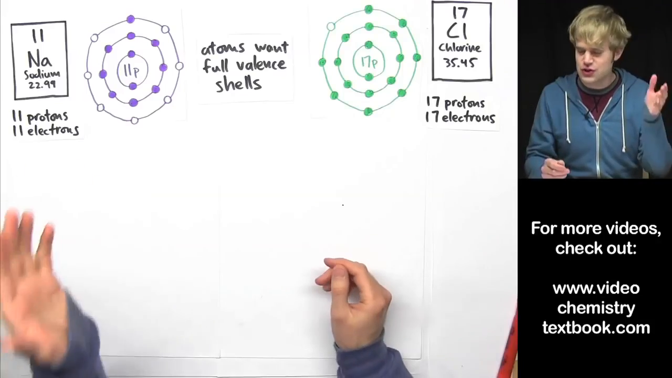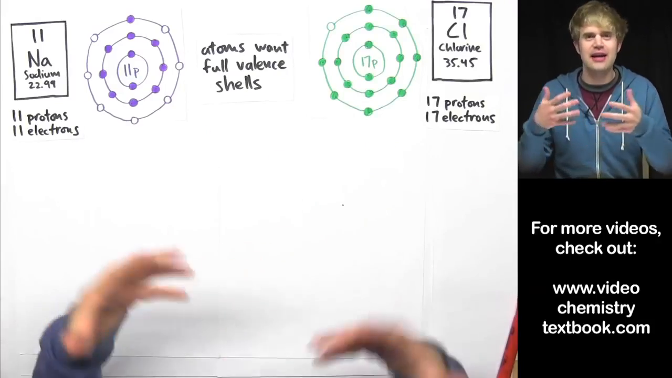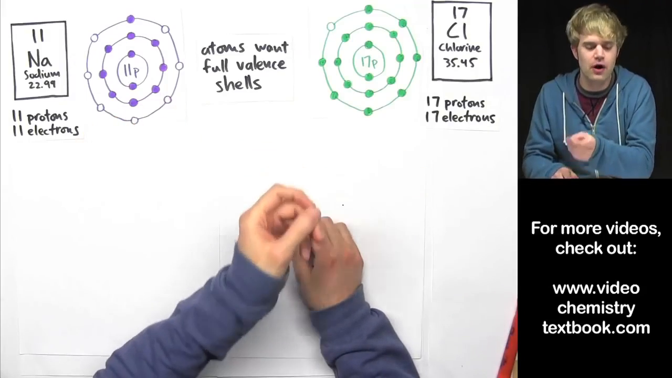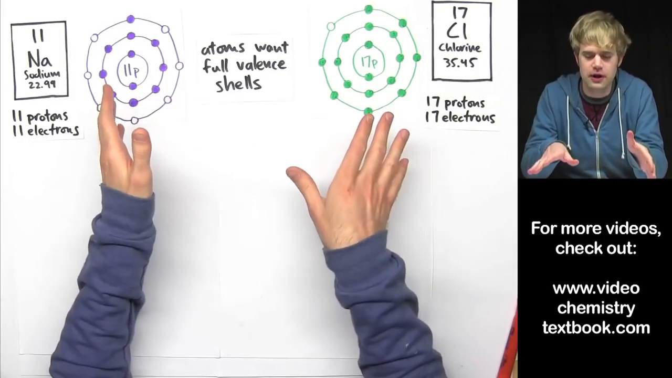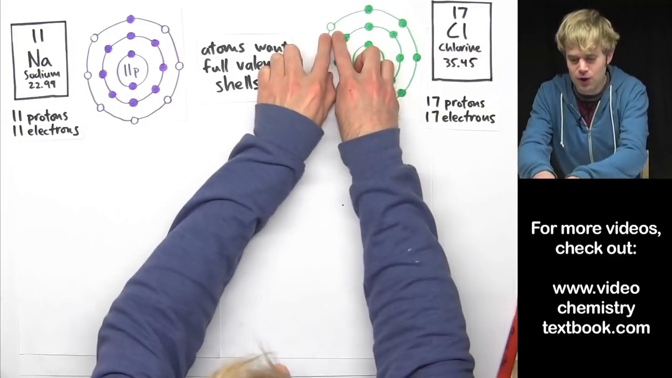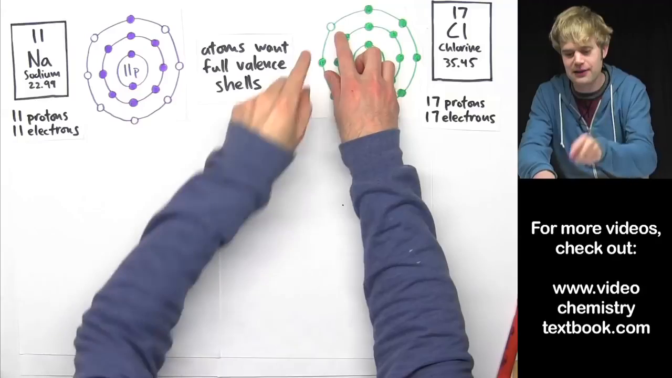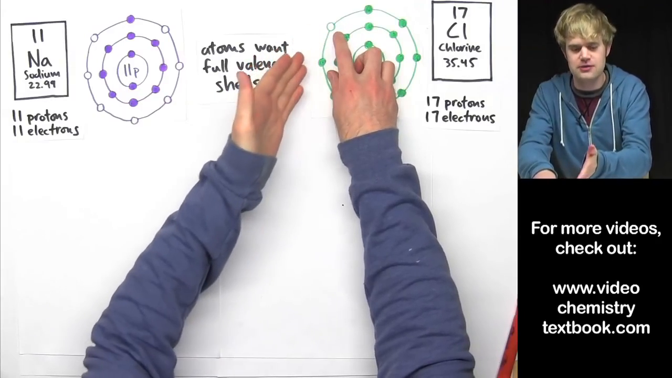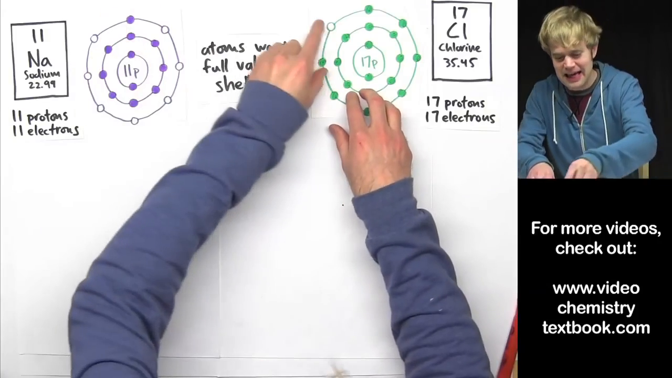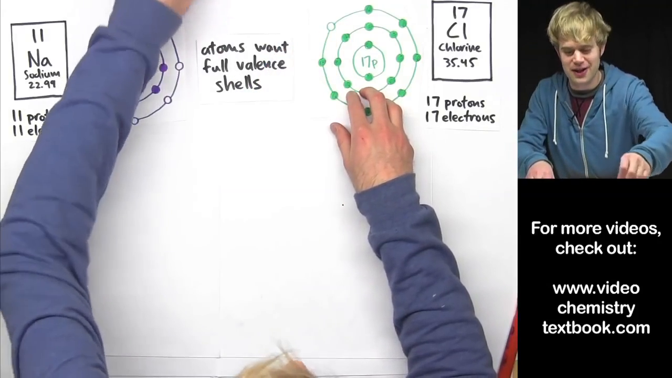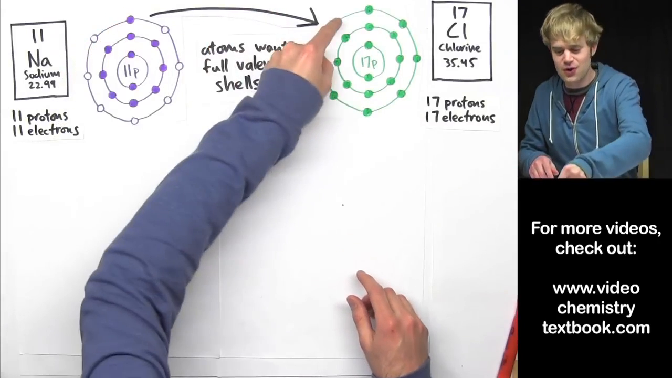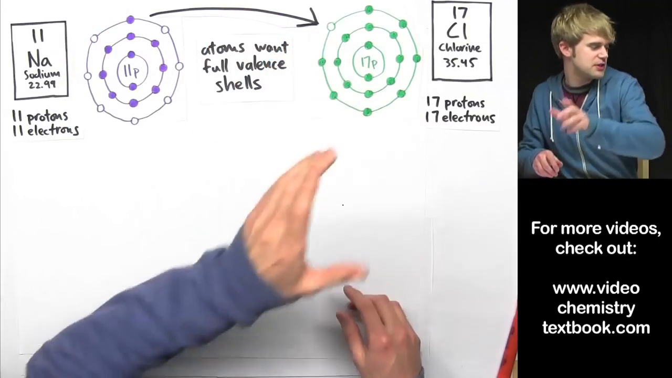So how are sodium and chlorine going to get happier? How are they going to try to fill their valence shells? Well, take a look at this. They can help each other out. Chlorine has one spot left before it's able to fill its valence shell. And so what happens is sodium can give chlorine one of its electrons. So this electron moves from sodium to chlorine to fill this spot.